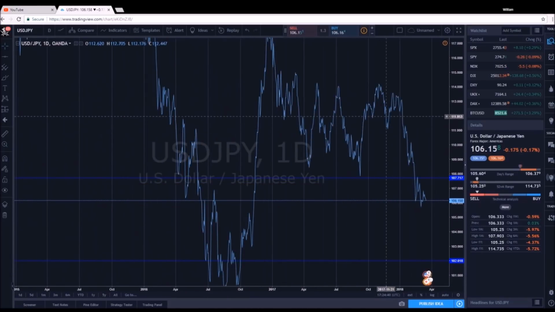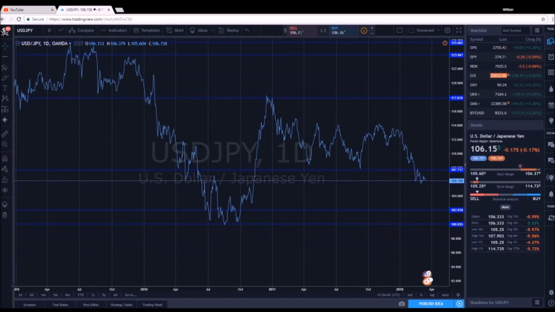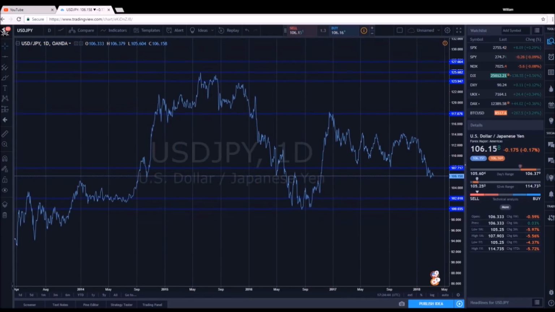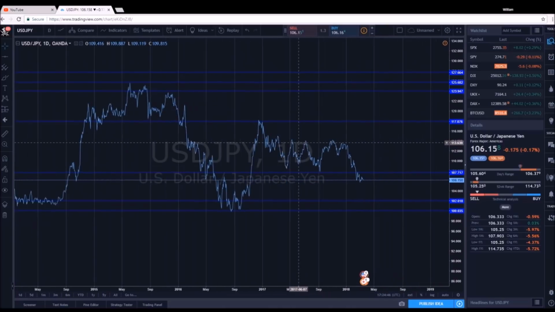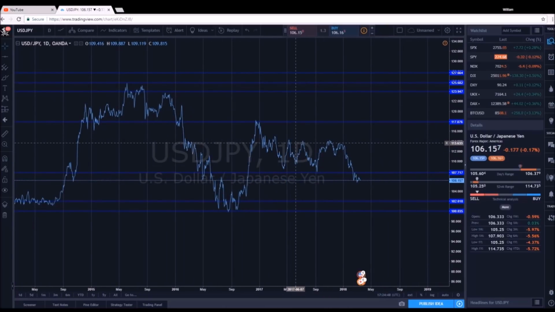Okay, so I'm going to zoom out. I'm going to scale out a little bit. I'm going to look for some other zones, some minor zones to mark that I want to keep in my mind when I'm looking for trades. So I'm not going to go back far. I'll probably go back to 2016, and I'll mark some zones here on the chart.